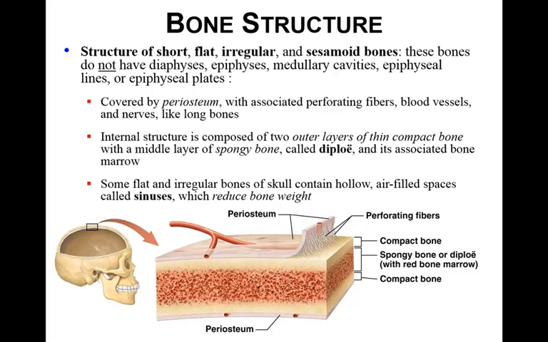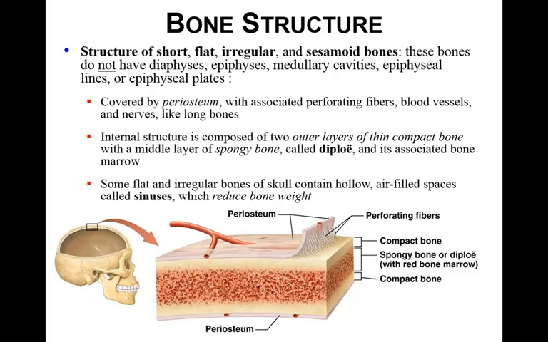Okay, so now we'll look over at the structure of short, flat, irregular, and sesamoid bones. They do not have a diaphysis, epiphysis, medullary cavity, or epiphyseal lines or plates. But they do have periosteum. They're covered by periosteum that again has those perforating fibers, the blood vessels, and the nerves, just like the long bones do. The internal structure is going to be made up of that spongy bone.